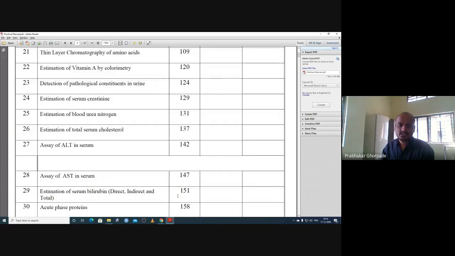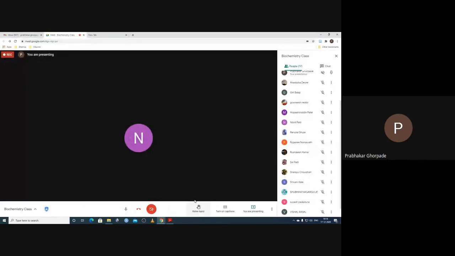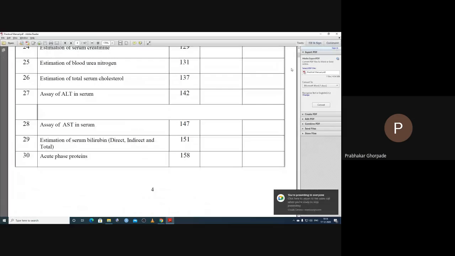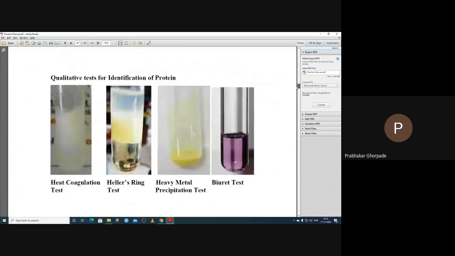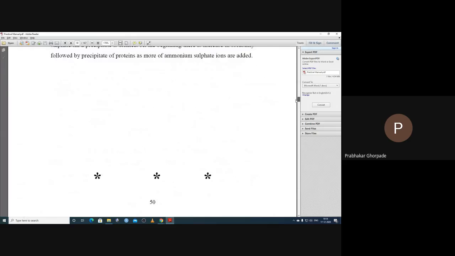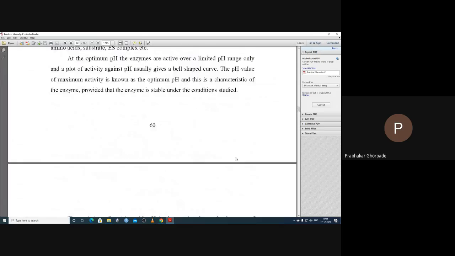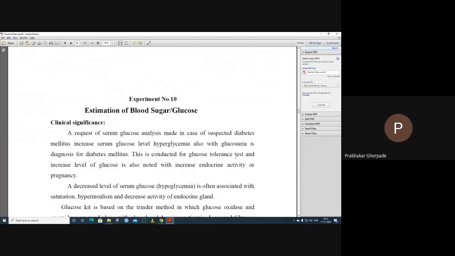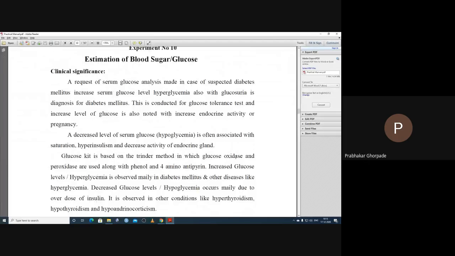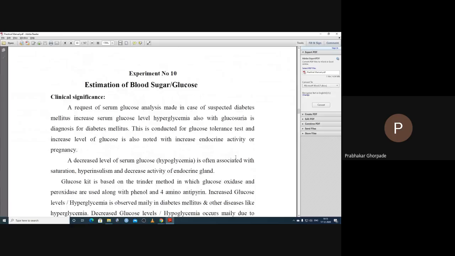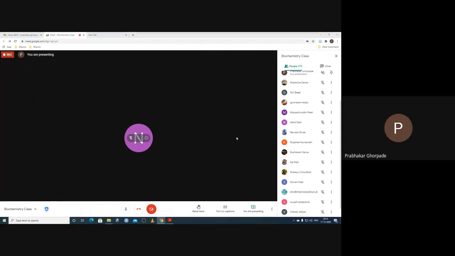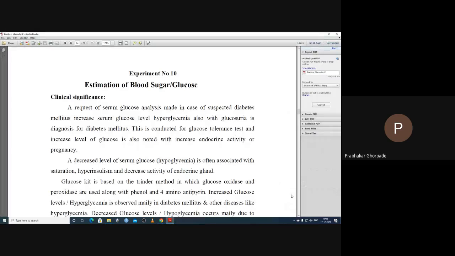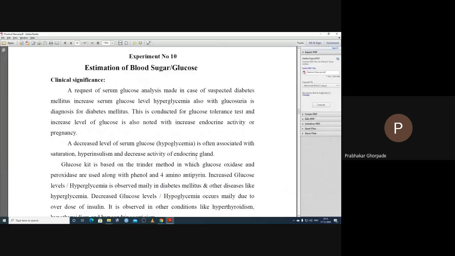So let's go to our first practical. We call it serum glucose estimation. Here we are going to read from the manual, and if some difficulties come, we will try to search on the internet for the relevant things, right? So we will try this approach. Let's see how it goes.